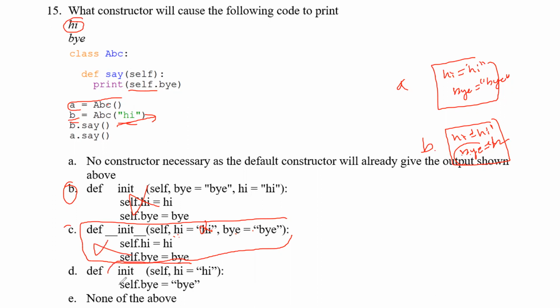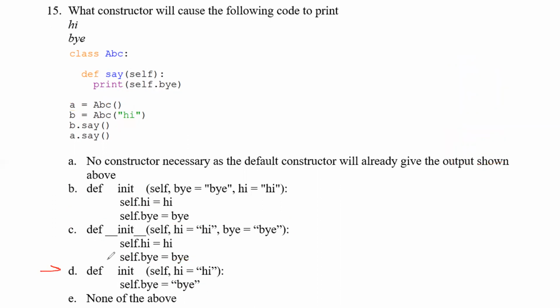Let's try this one here. What do you think about this one here? Let's try this one, the D. As you can see here, how many arguments is going to take? One argument, which is high. And here, by is always equal to what? By. So am I going to be able to print high?